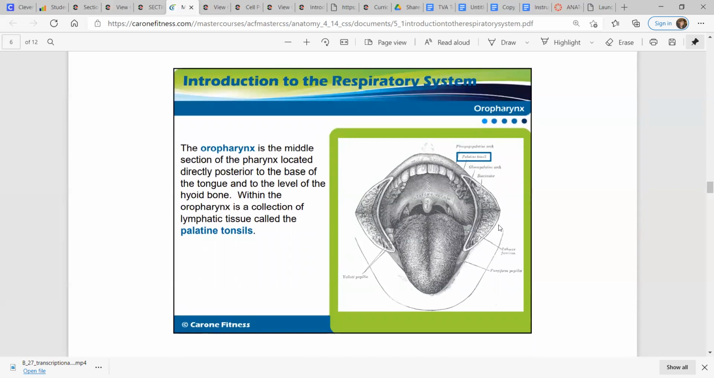The oropharynx is the middle section of the pharynx located directly posterior to the base of the tongue and to the level of the hyoid bone. Within the oropharynx is a collection of lymphatic tissue called the palatine tonsils.